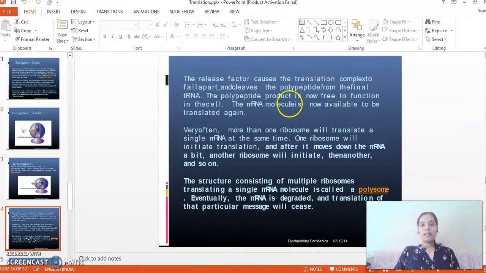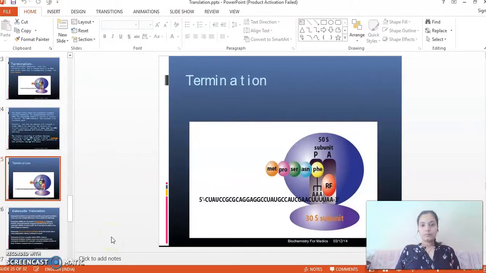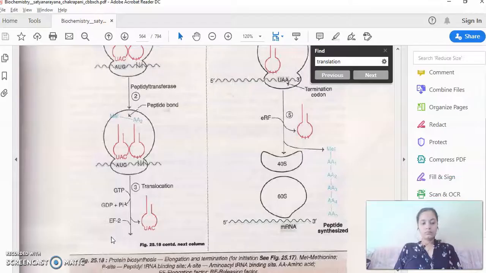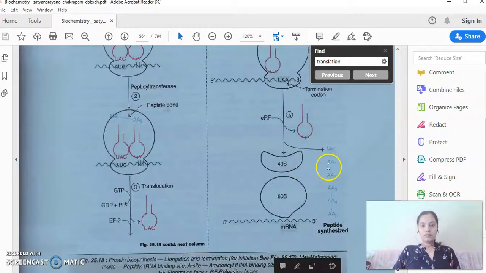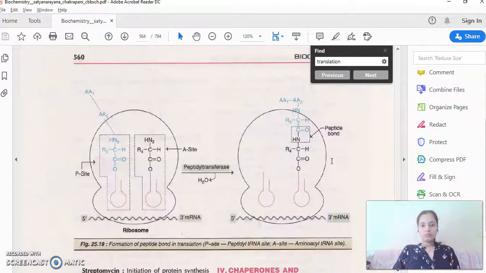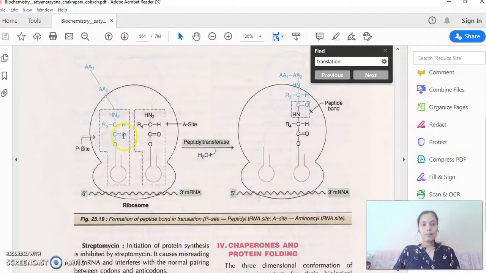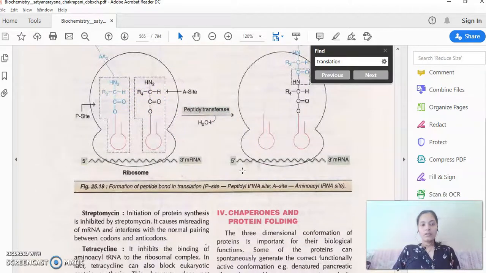So the polypeptide is now free from the cell and available, and the mRNA is again available for translation. Generally one ribosome binds to the RNA, and then the next ribosome takes part in further protein synthesis. So this is how the peptide bond is formed. At the A site, amino acids keep on coming and then they get attached. So this is the formation of the peptide bond.